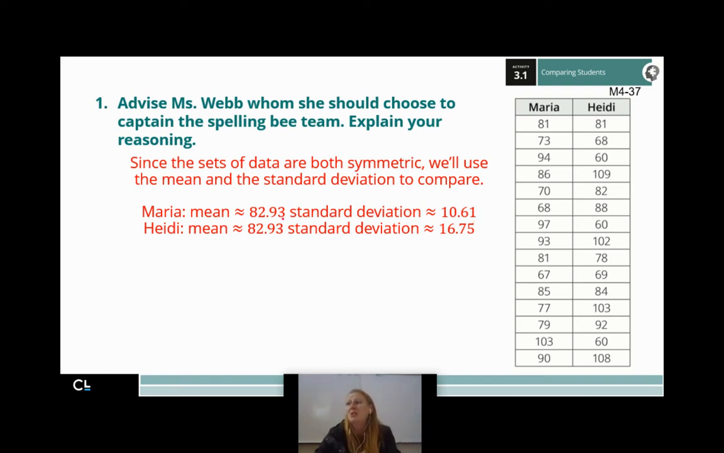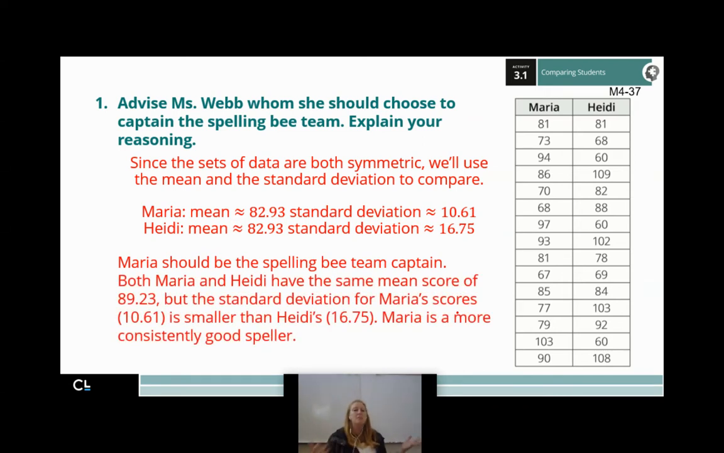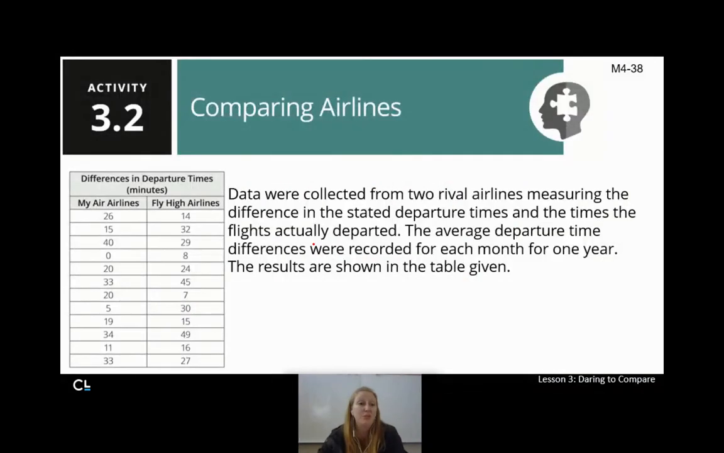So that means she was more consistent. Heidi's was a bit more spread out. So with that in mind, I would say that Maria should be the spelling bee champion. They have the same mean, but Maria's scores had a smaller standard deviation. So she was more consistent in her scoring, more consistently a good speller. Good for Maria. Let's compare some airlines, shall we?